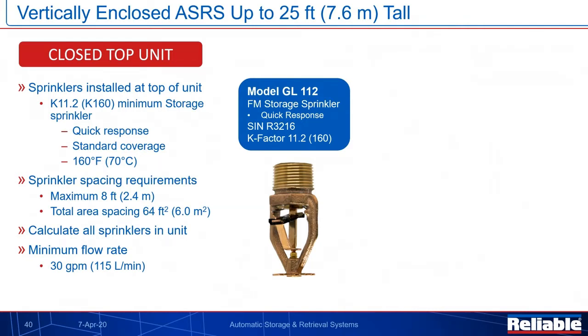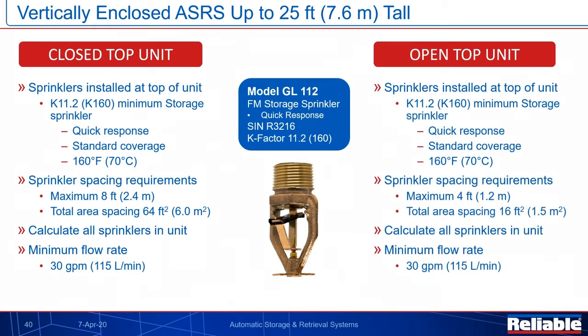FM does provide guidance for what's known as open top units. I honestly don't know if this is a thing. It's hard to tell from looking and talking to manufacturers of these units if they have any open top option. But if an open top exists, we have the same thing, 11.2 K factor, quick response, standard coverage sprinkler selection. But what's radically different is a 4-foot maximum spacing, and that's in both directions for a total of 16 square foot. So we're really condensing things down.